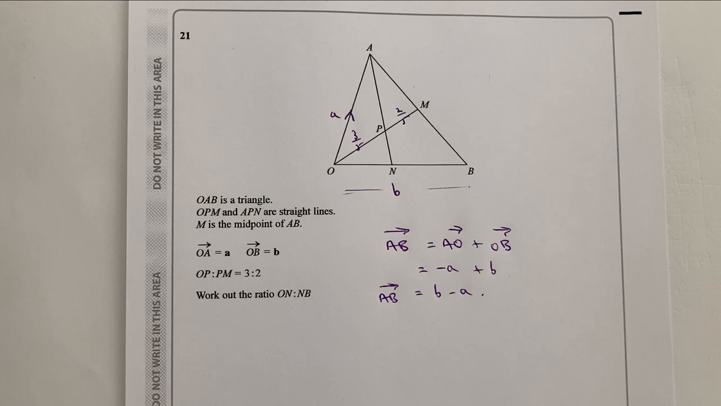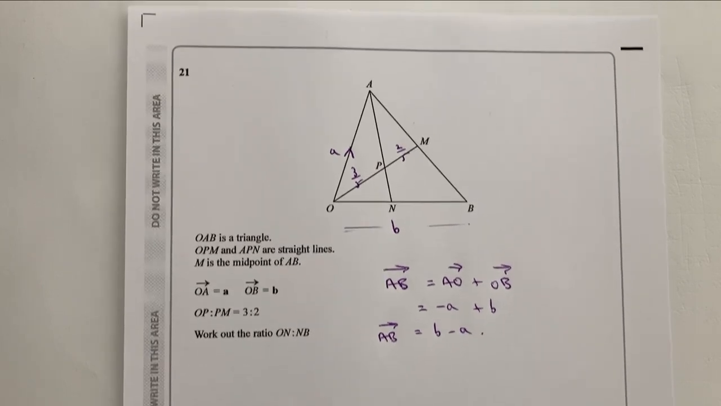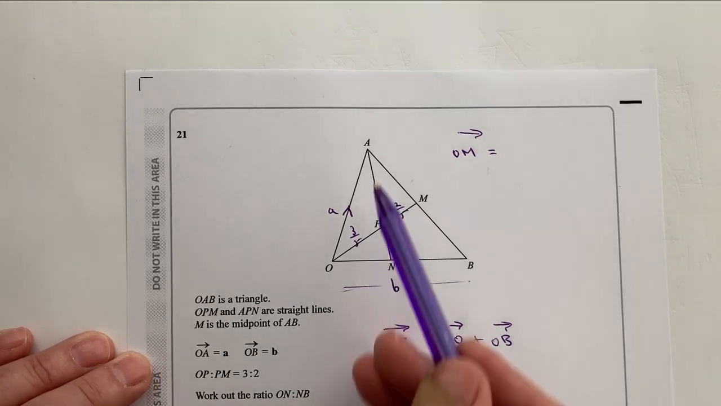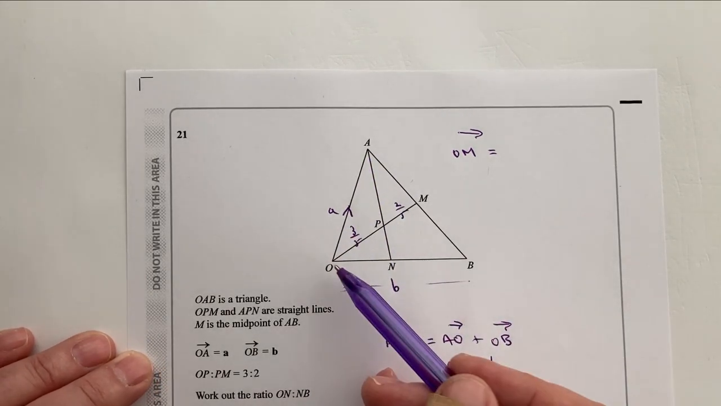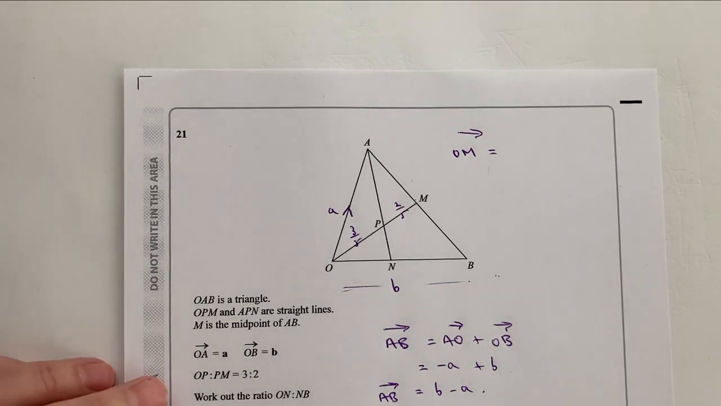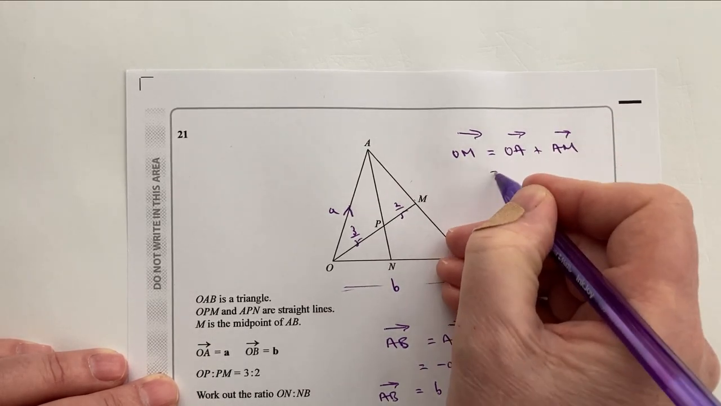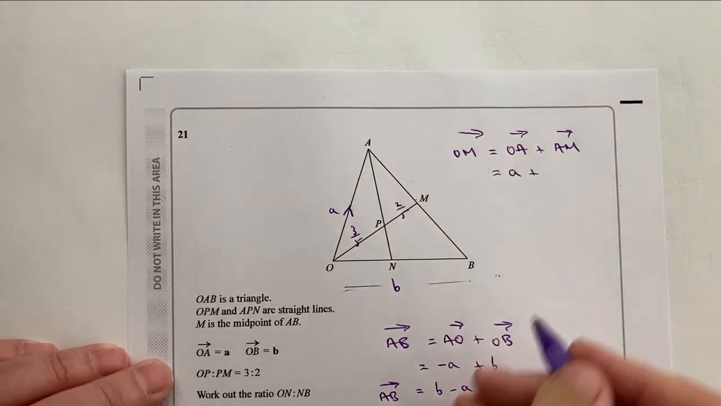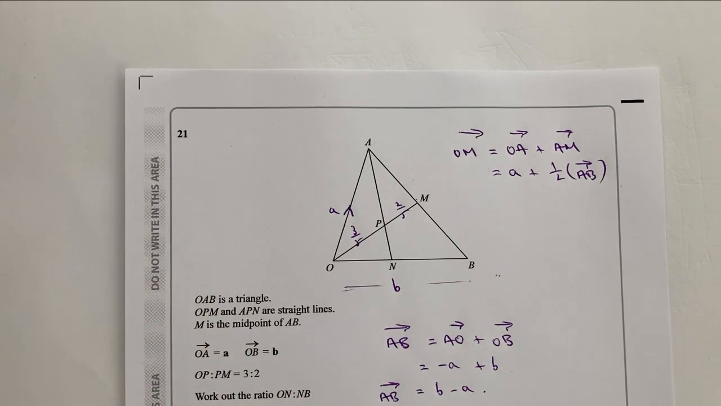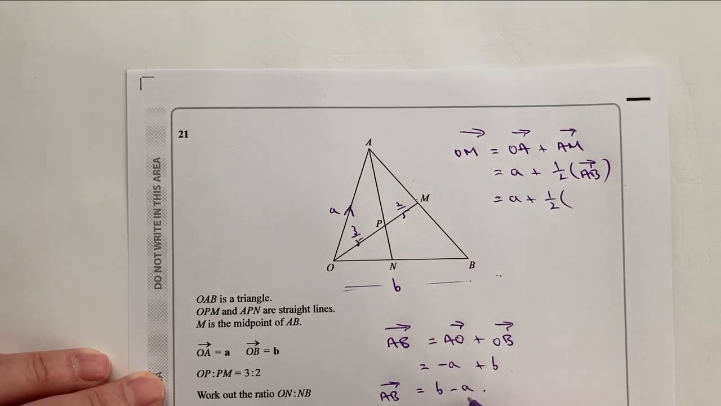So if I want to know vector OM, it's going to be equal to vector OA plus a half of AB because it's the midpoint. So I can write that out as vector OM equals OA plus AM. That's going to be equal to OA, which is A, plus a half of vector AB. I've already worked out AB, so I can put a little bit of information into this. I've got A plus a half of vector AB, which we've worked out as B minus A.